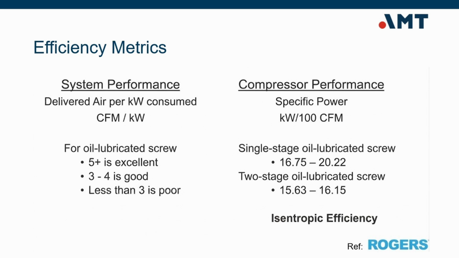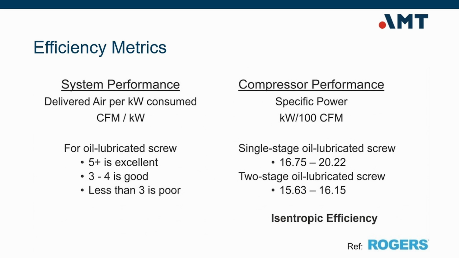On the left side of the slide, you can see system performance, often expressed as delivered air per kilowatt consumed, measured in CFM per kilowatt. For oil-lubricated screw compressors, 5 CFM per kilowatt or higher is considered excellent. 3 to 4 is good. Below that suggests inefficiency and opportunity for improvement. This metric tells us how effectively the entire system converts electrical energy into usable air.